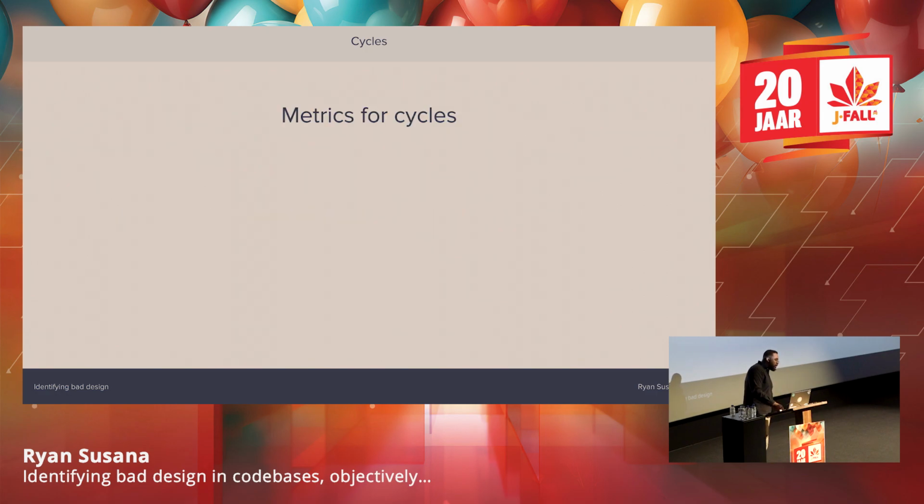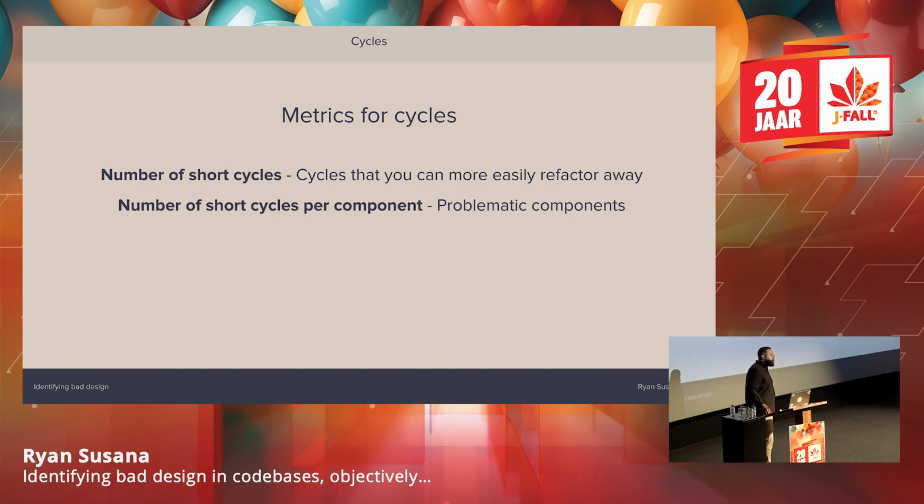Now, there are a few metrics that I have for cycles. In ArcStats, we implemented this algorithm to find the number of short cycles in the code base, which is very handy if you want to find cycles in your code base that you can easily get rid of. There's another one, you can just track the number of short cycles per component, and this way you can find the problematic components from a cyclicity standpoint in your code base.